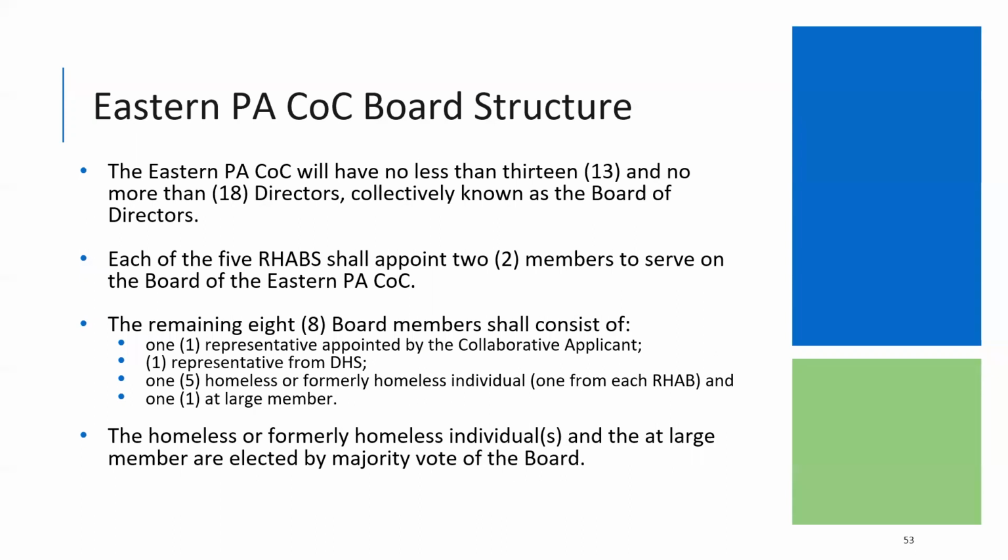Each of the 5 RABs appoints 2 members to serve on the board of the CoC. And the remaining 8 board members include a representative from the collaborative applicant, which is DCD, a representative from DHS, up to 5 homeless or formerly homeless individuals, 1 from each RAB, and 1 at-large member. And the homeless or formerly homeless individuals and the at-large members are elected by majority vote of the board.